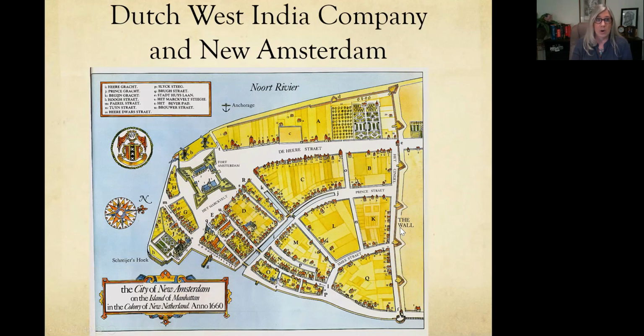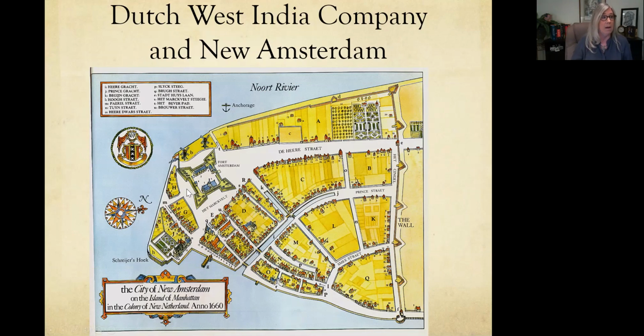So if you've ever been to New York City today, you've probably been to Wall Street. Well, if we overlay this map from when this was a Dutch settlement, Wall Street today is where the Dutch wall was located that kept the Indians out. Okay, so here was the fort down here at the tip of the island.